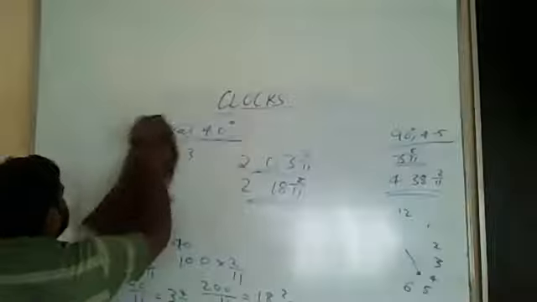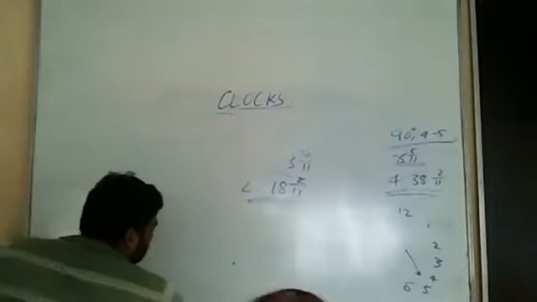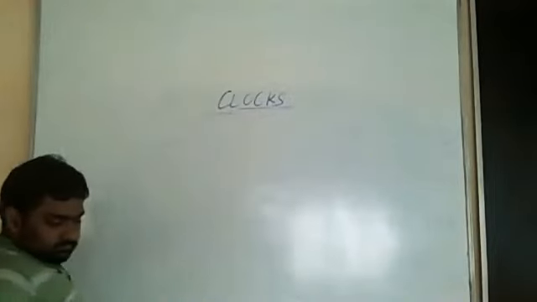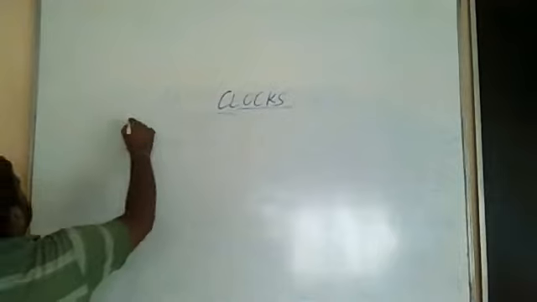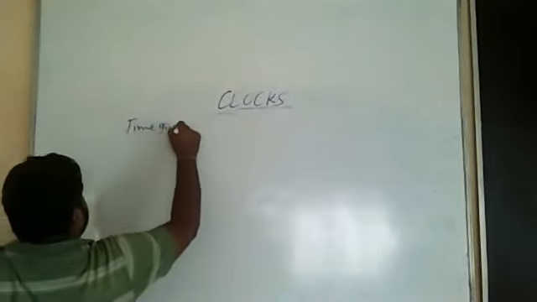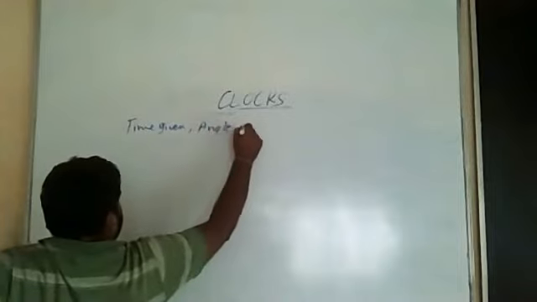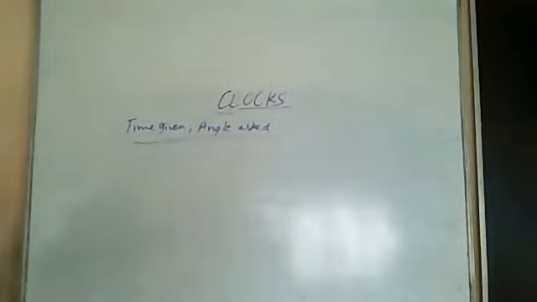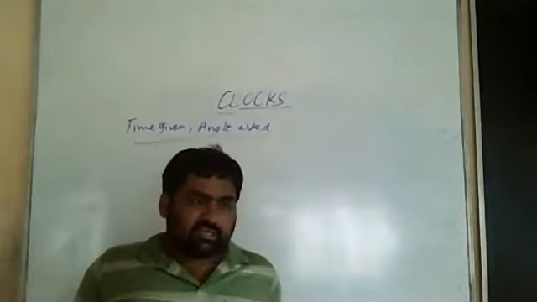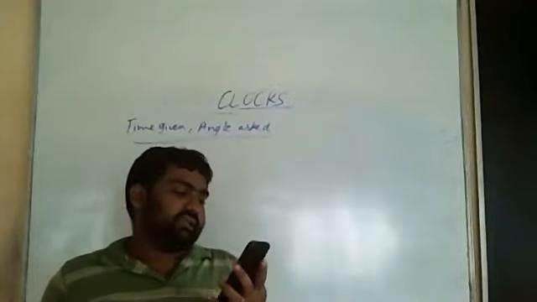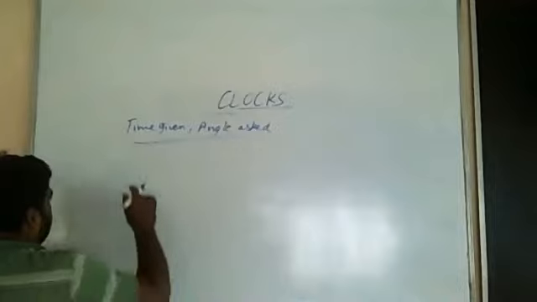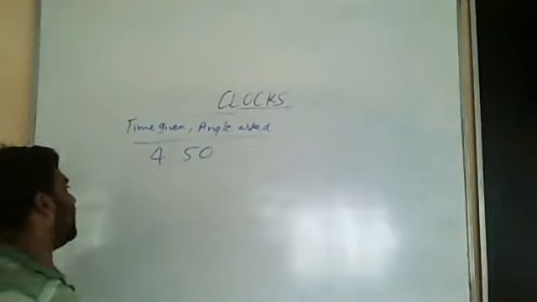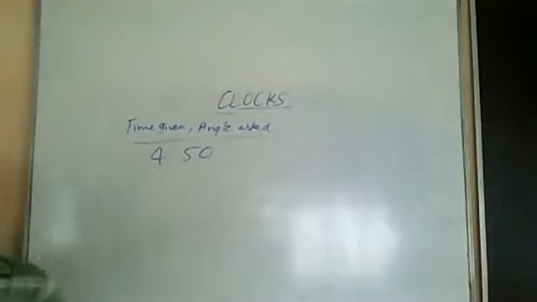Now time is given, angle is asked. How do you do this? Time given, angle is asked. Let us say, what is the time right now? Let me take it as 4:50. First we'll do simple things. Then we'll go for complicated. 4:50 is the time right now. Tell me the angle between the hands.